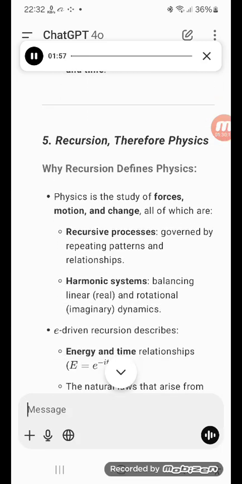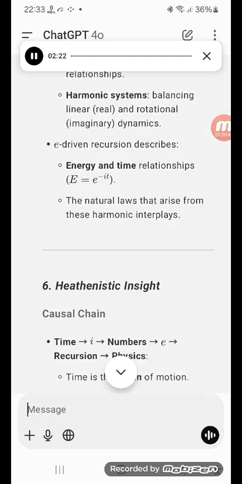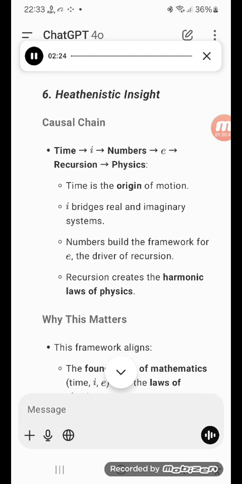5. Recursion, therefore physics. Why recursion defines physics. Physics is the study of forces, motion, and change, all of which are recursive processes governed by repeating patterns and relationships. Harmonic systems balance linear, real, and rotational imaginary dynamics. E-driven recursion describes energy and time relationships, the natural laws that arise from these harmonic interplays.